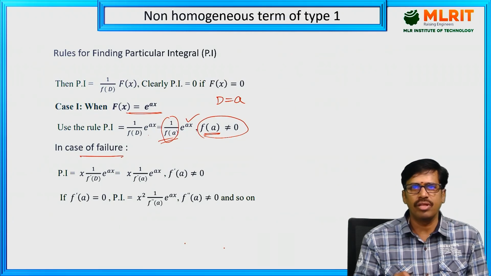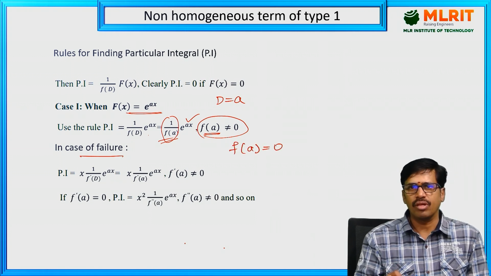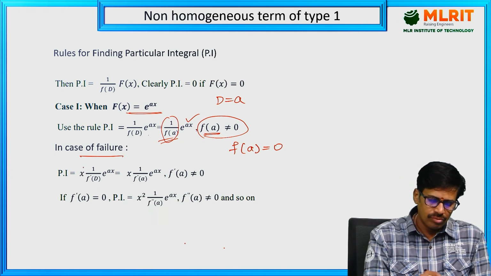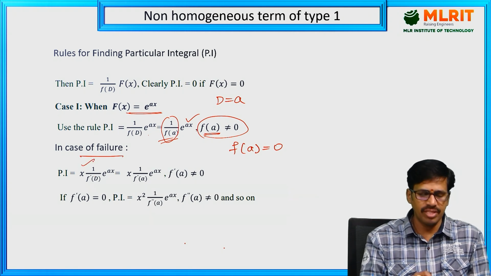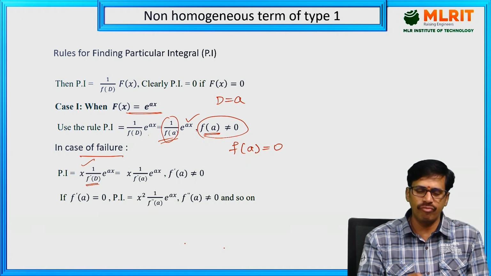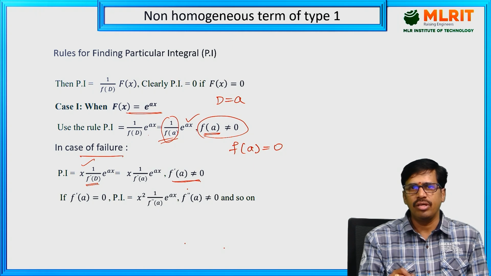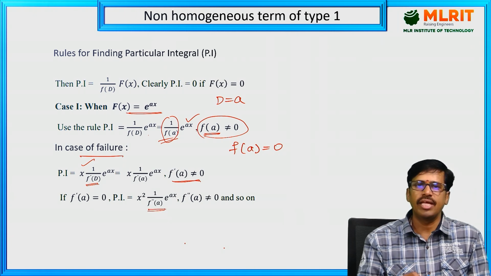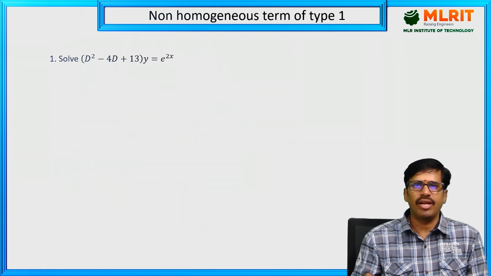In case of failure, there are a few problems where f(a) will be 0. If this is equal to 0, how do we find the particular integral? So x times 1/f'(D) e^(ax). You just multiply the numerator with x and differentiate the denominator, f'(D). Again substitute D = a. If f'(a) is not equal to 0, fine. Suppose it is 0 again, you multiply again the numerator with x and differentiate the denominator, then substitute D = a, and so on. Let us see one example.